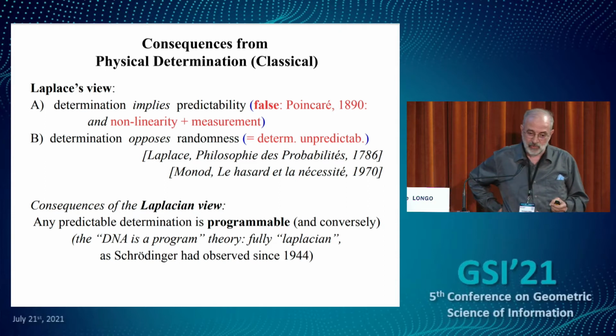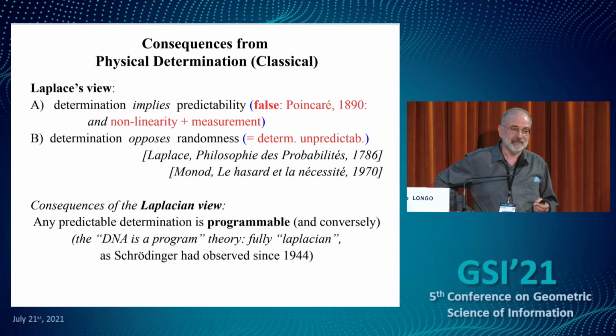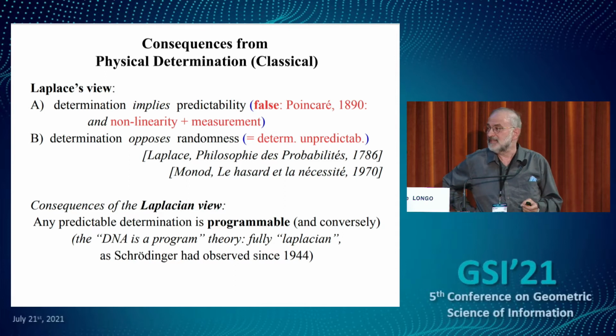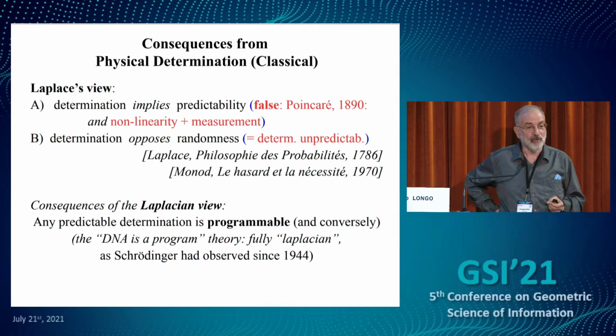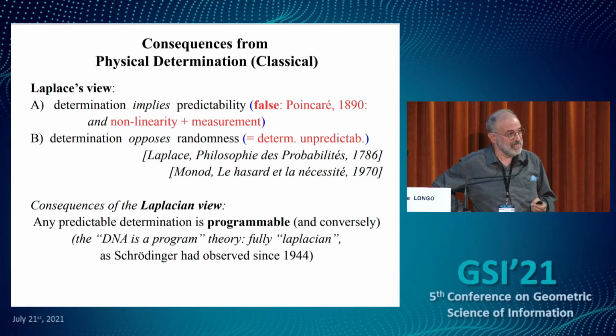Because it's easy to show that any predictable deterministic system is programmable. You can write a program for it. And so, as Schrödinger had already understood, if the DNA is considered the carrier of complete information of ontogenesis and the core of phylogenesis, we would be in the position of Laplace.